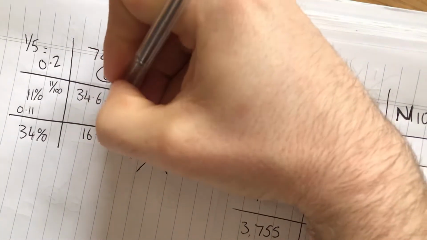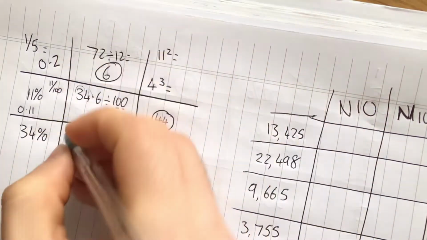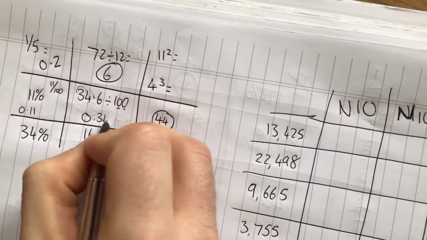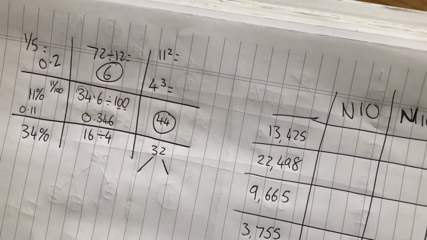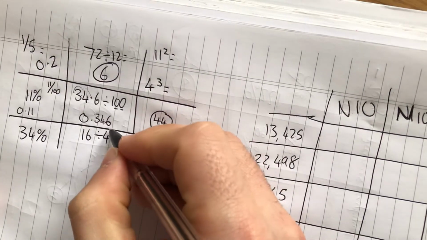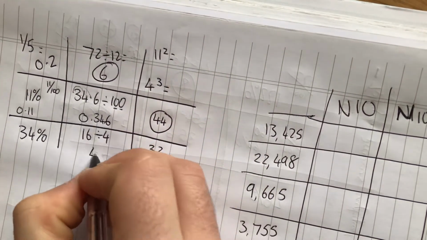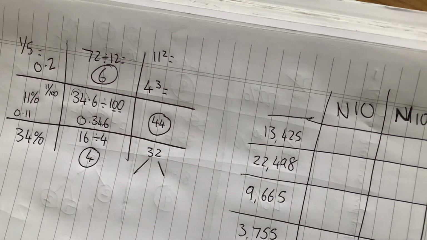34.6 divided by 100, there are 2 zeros, so the decimal place moves 2 places. So it should be 0.346, and you'll recognise some of these questions from earlier on this week. Retrieval. And then something times 4 is 16, or you should just know 16 divided by 4 is 4. Obviously, you've got some square number knowledge there as well.